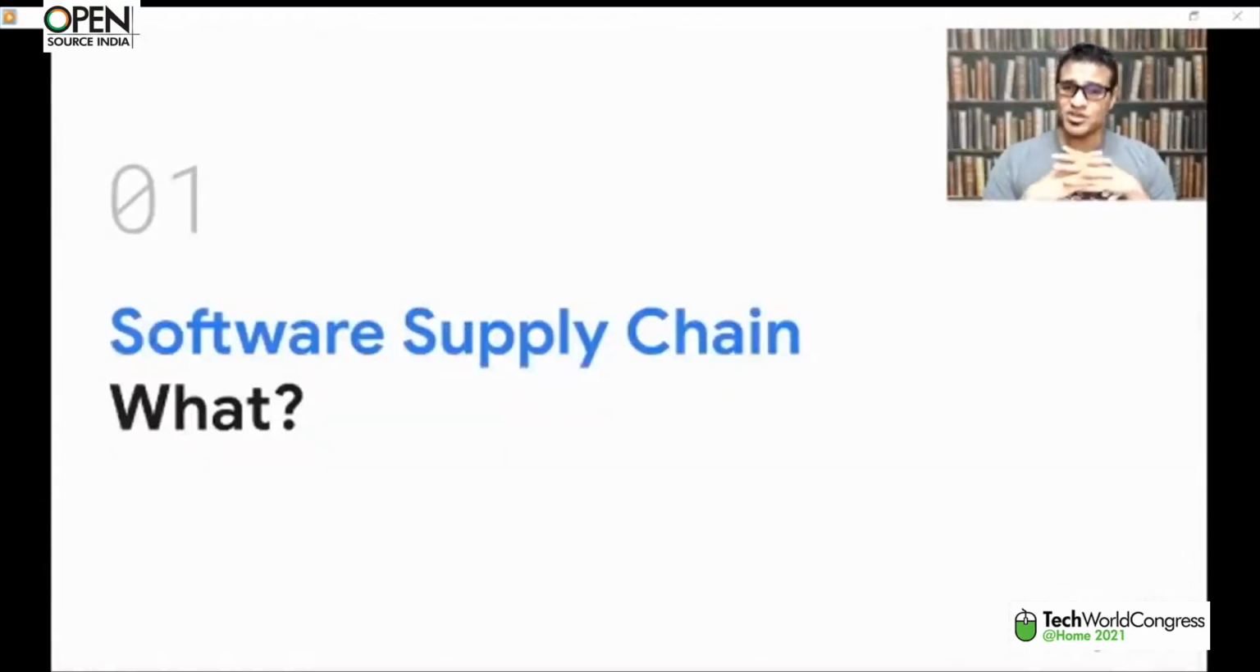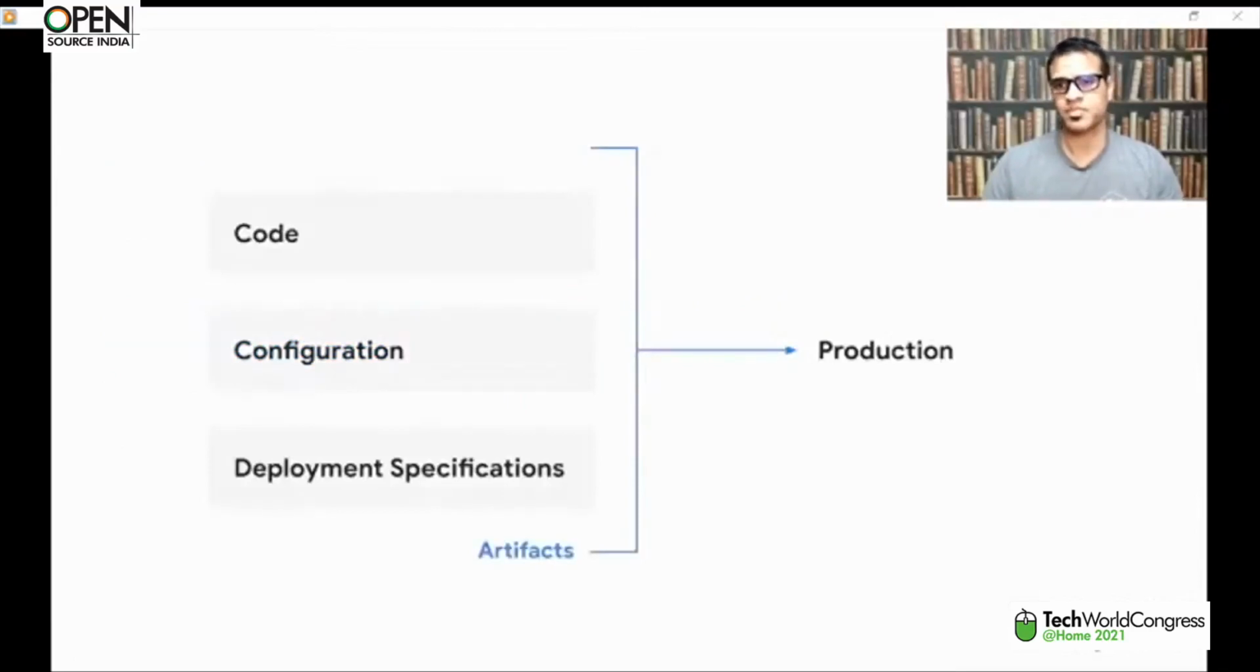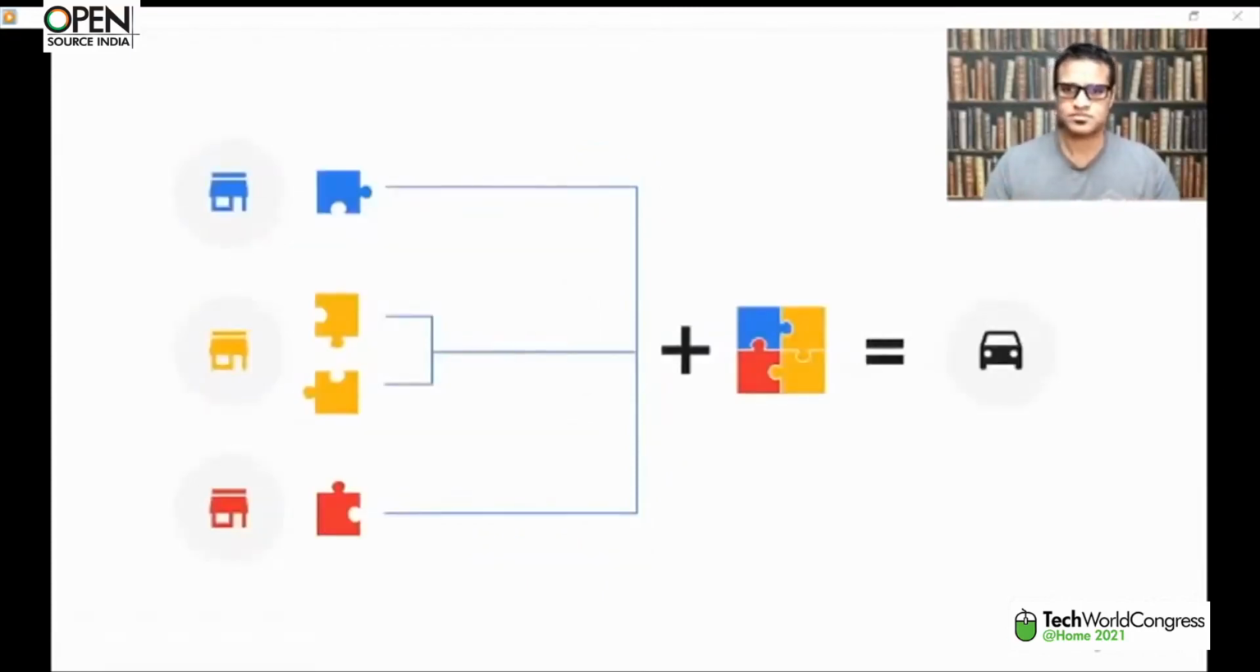So, some of you might already know what a supply chain is, and even if you're hearing this for the first time, I'm sure you're having the right idea forming in your mind. Let us try to understand what exactly the software supply chain is, though. So the software supply chain, simply put, is a journey of code, configuration files, deployment specs on the path to production. Right? The code, configuration files, and deployment is what we call the artifacts.